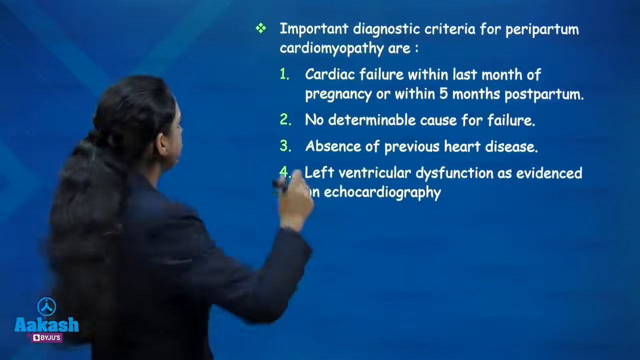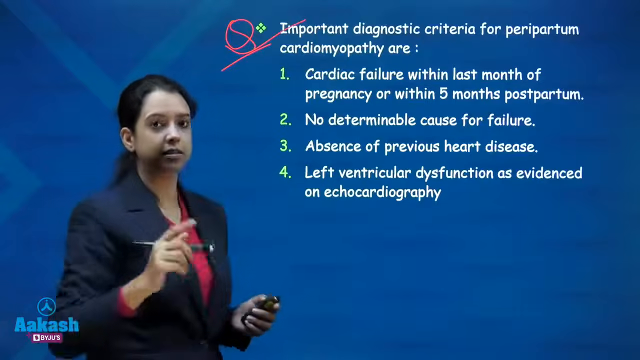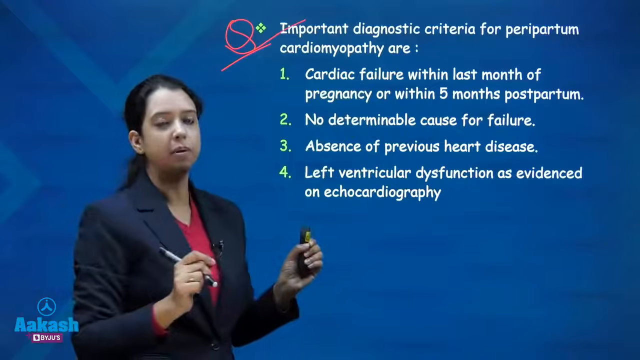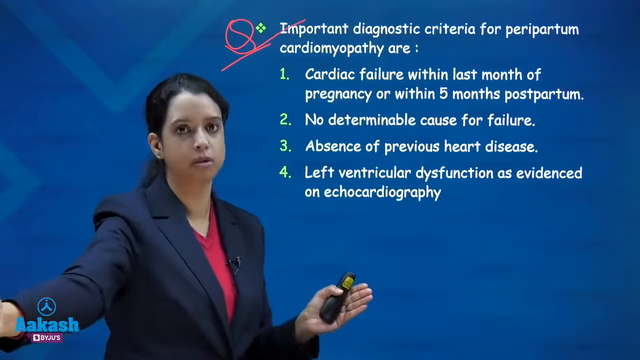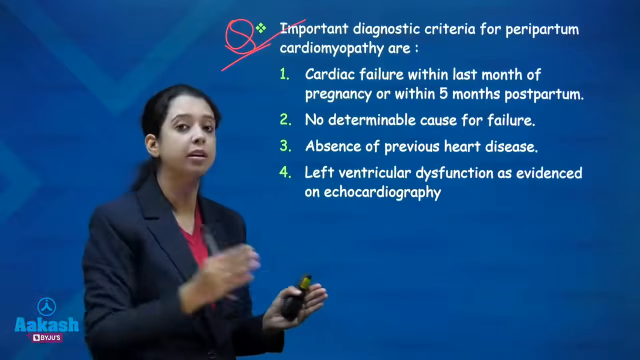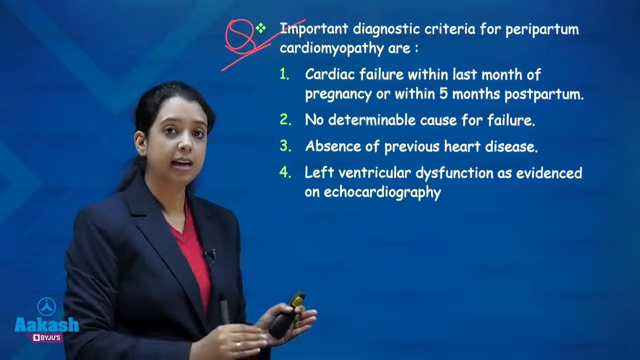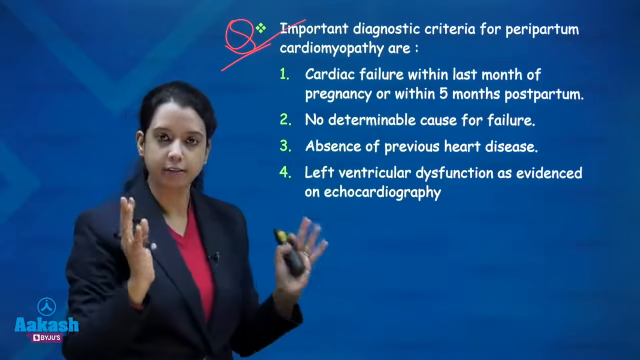Now, important diagnostic criteria of peripartum cardiomyopathy, why I am telling you? Because the question was asked just a few years back on diagnostic criteria. So, peripartum cardiomyopathy means cardiac failure from last trimester up till 5 months post delivery. That is the duration that was given in the option. From last trimester up till 5 months of the delivery. Then the next thing is you will not find any cause of the heart failure.